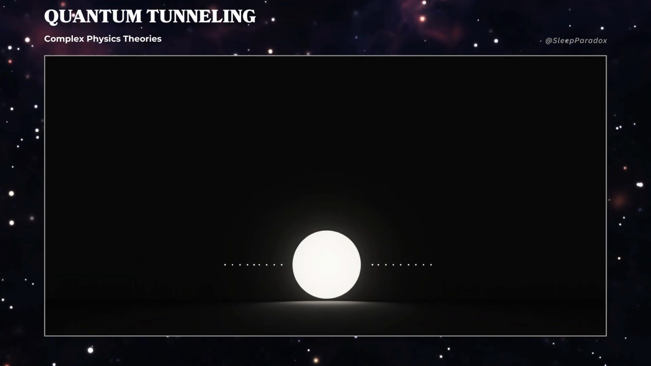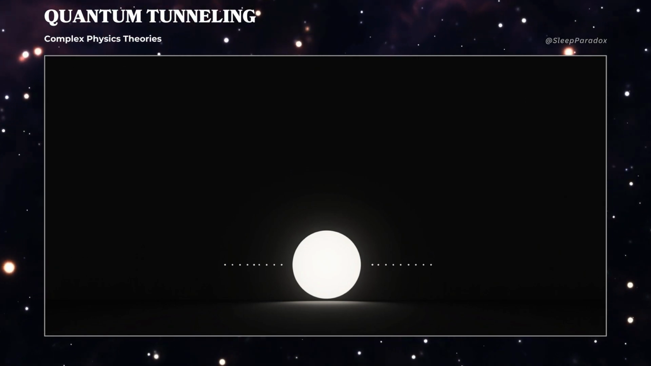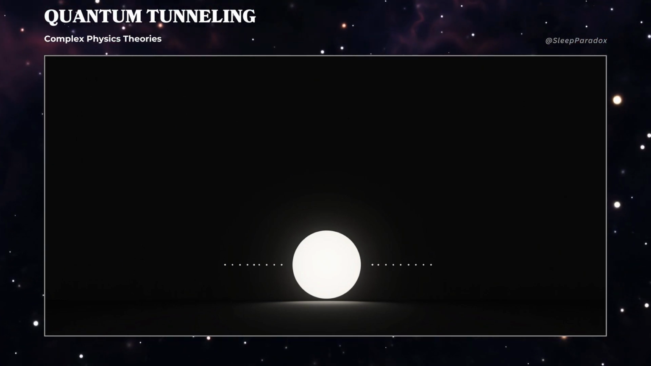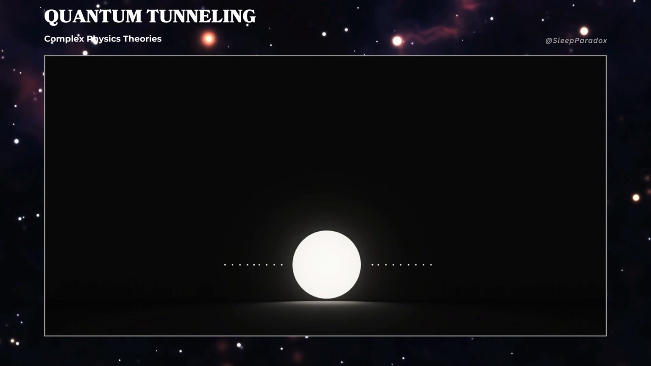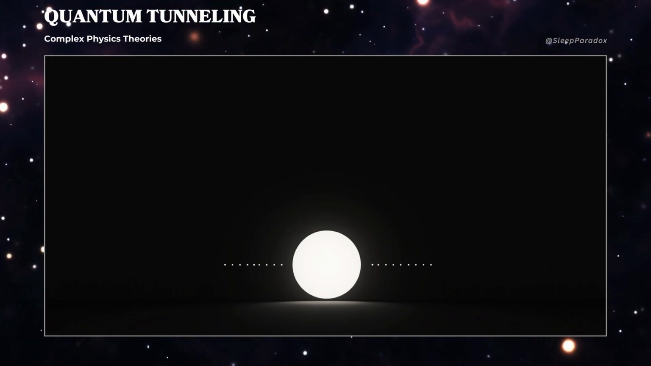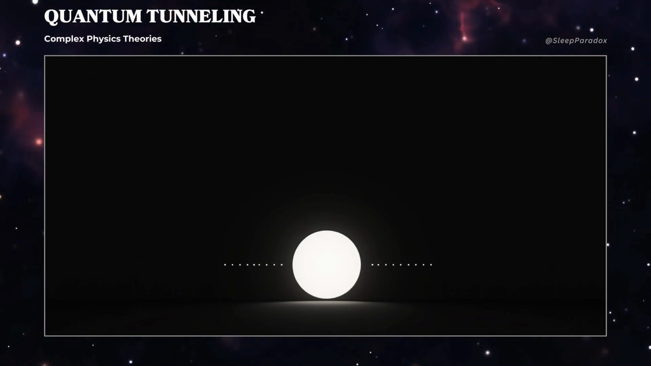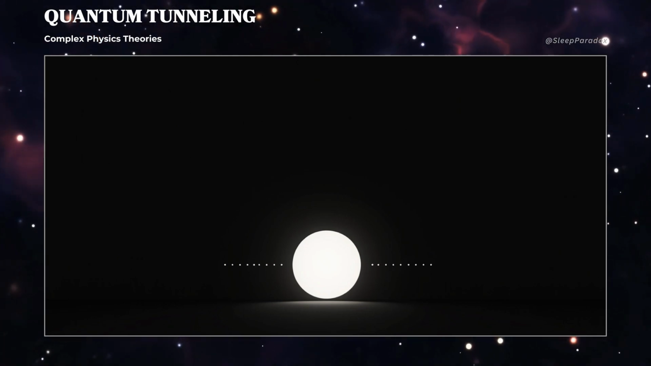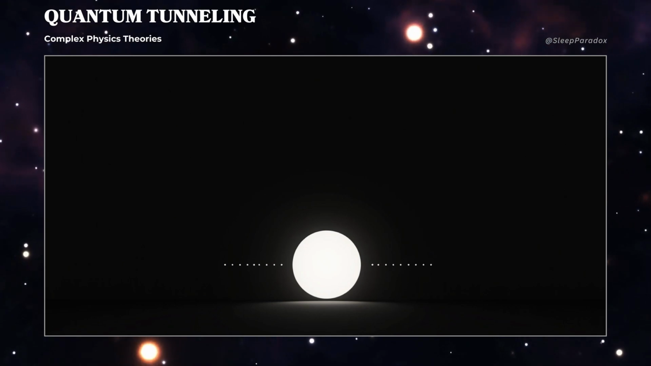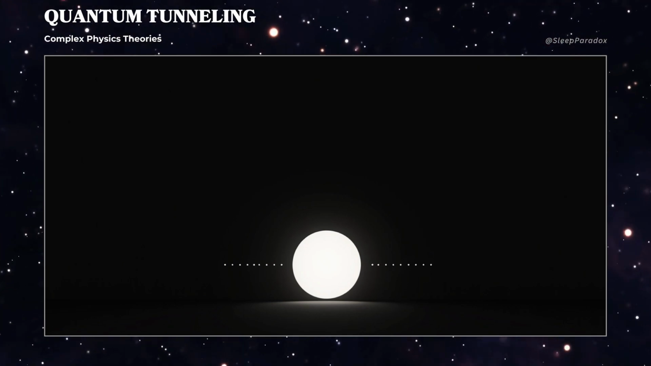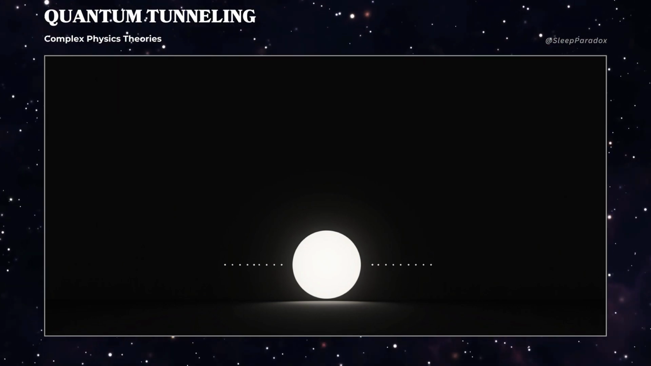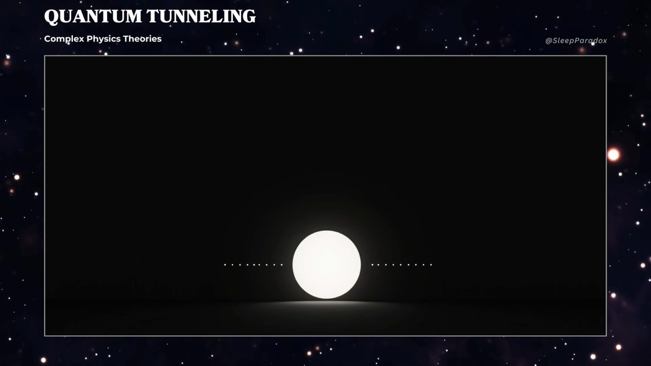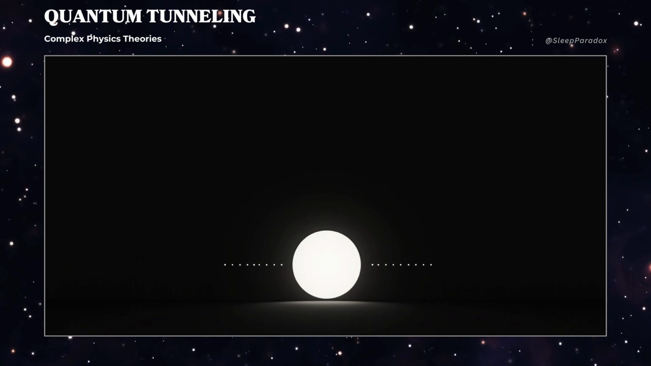The probability of tunneling depends on both the height and the width of the barrier. A thicker or taller barrier reduces the chance. But even then, the probability never drops to zero. That's one of the key differences between classical and quantum thinking. In classical physics, if something is impossible, it's strictly forbidden. In quantum mechanics, many things are not impossible. They're just very unlikely.